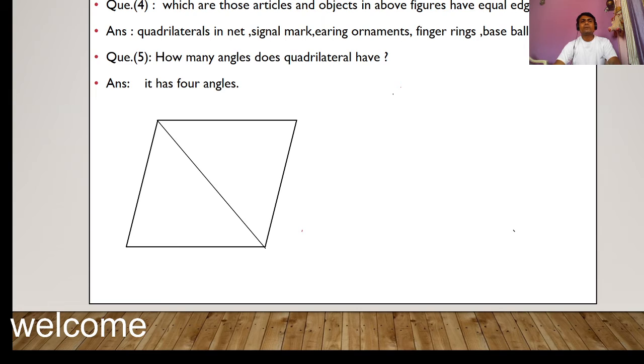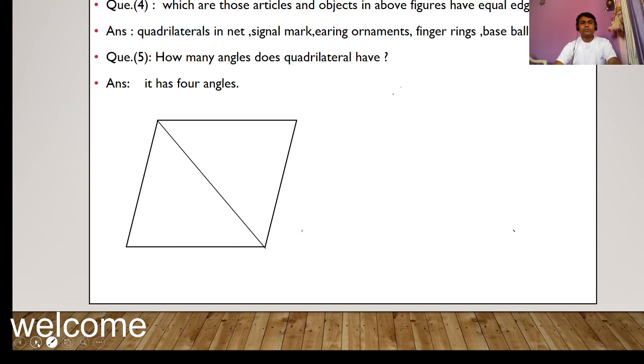The next question for us: how many angles does a quadrilateral have? Quadri means four. You know it has four angles. This one is the first, second, third, and fourth. In this way, they have four angles.